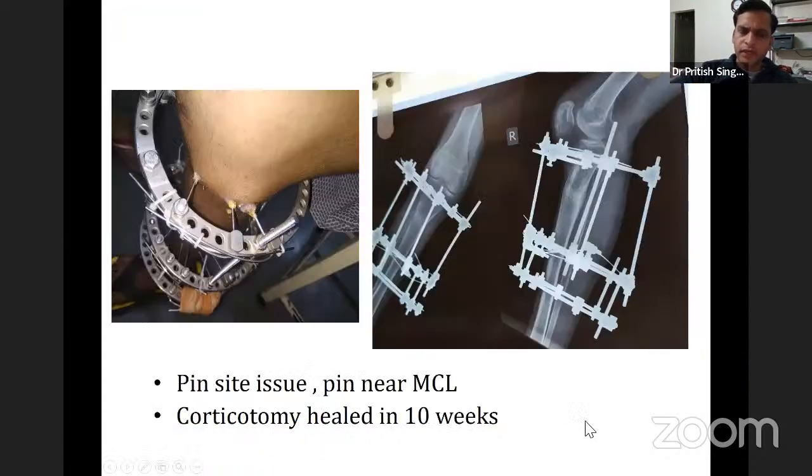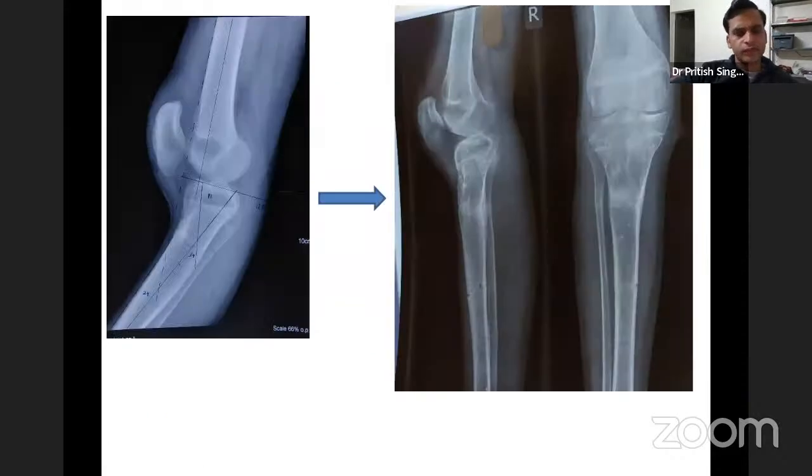During the course of healing, the patient had some pin site infection in the pins near the medial collateral ligament, but the corticotomy continued to heal, and there was complete healing of the corticotomy at around 10 weeks. After dynamization, we removed the hardware, and this was his final result. So 24 degrees of hyperextension with genu recurvatum was corrected in stance, and this was his final result. United, and results were also very good.